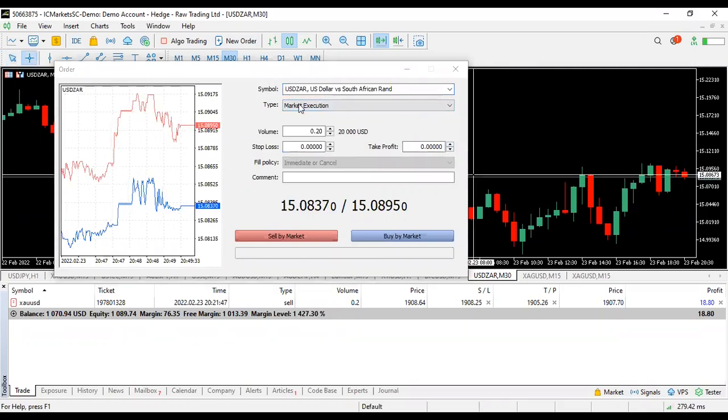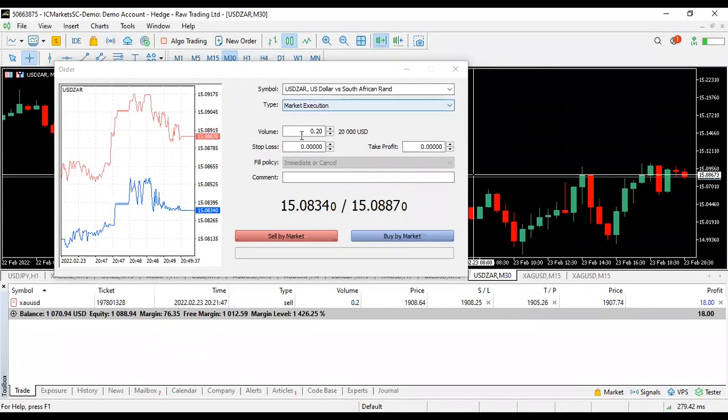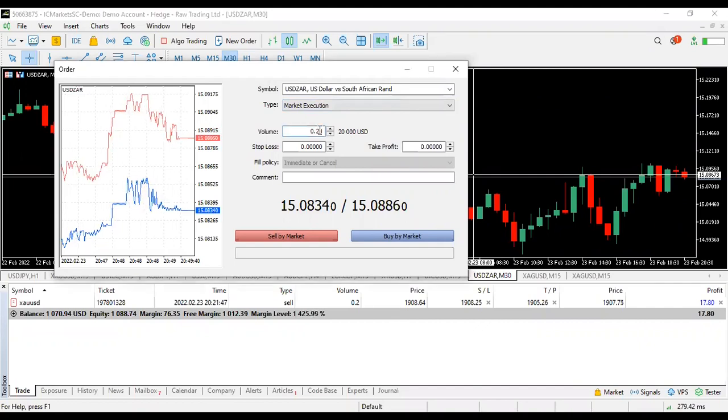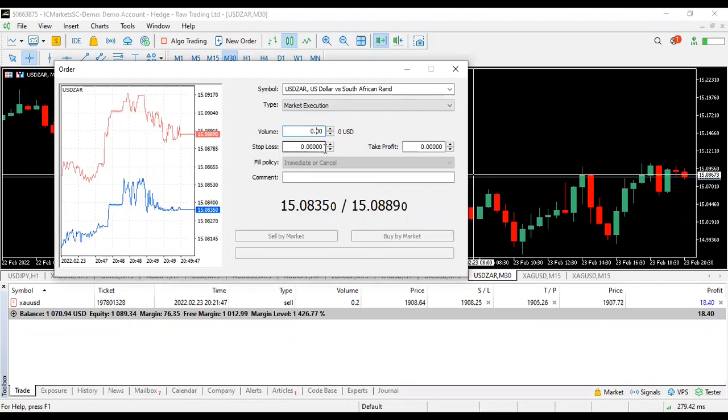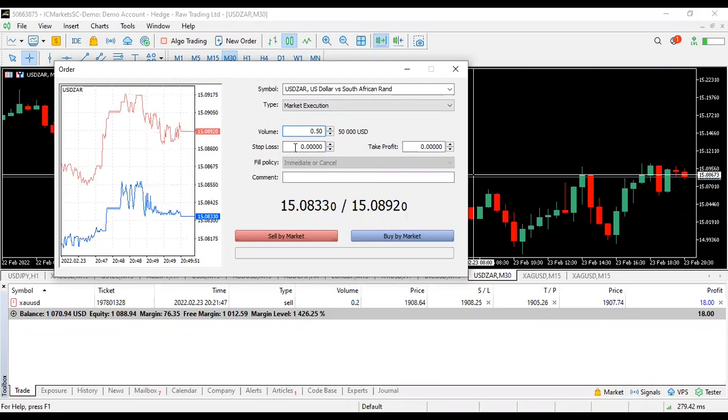So what we're going to do is, you see, it's USD and the volume. Let's make our volume 1. Okay, 1 lot size. Hey, that's a big volume, eh? That's a very big one. Let's make it 0.50. This is a very dangerous pair. It moves very fast as well.